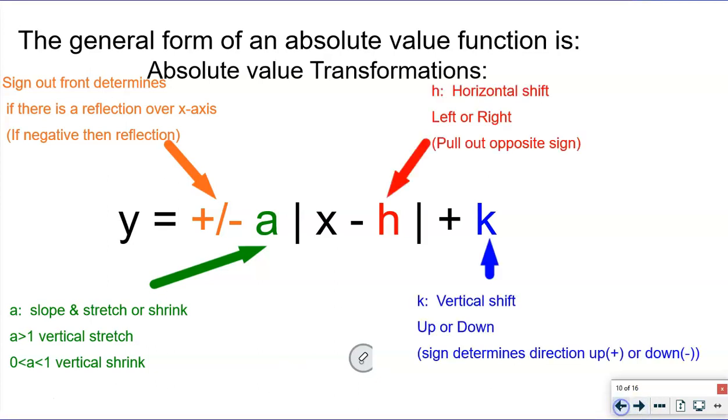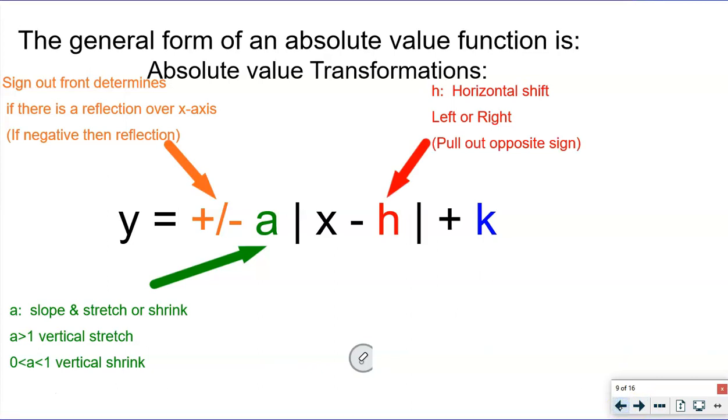Then we're going to talk about h. So h is a horizontal shift. This is what h has always been. So it's going to go left or right. And remember, you're always going to pull out the opposite sign. So let's say we had a -2 there, then it's going to be 2 to the right. If it was +2, it would be 2 to the left. We're always going to change the sign of whatever's there.